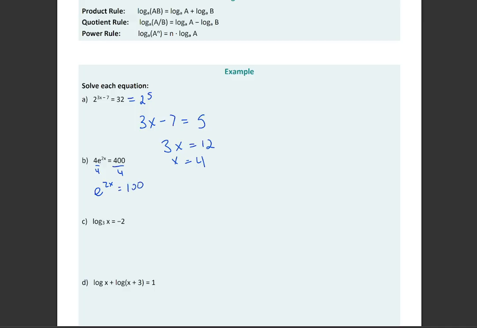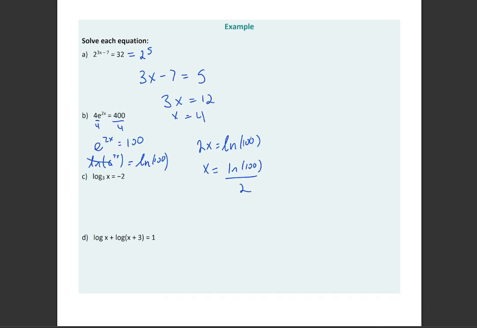Now we can take the natural log of both sides. ln of e to the 2x equals ln of 100. And we know that the natural log and e cancel out. So we get 2x equals ln of 100. And so x equals ln of 100 over 2. And that's the exact answer. You could put that in your calculator to get a decimal. But if you ever are asked for the exact answer, you want to leave it in terms of the natural log.